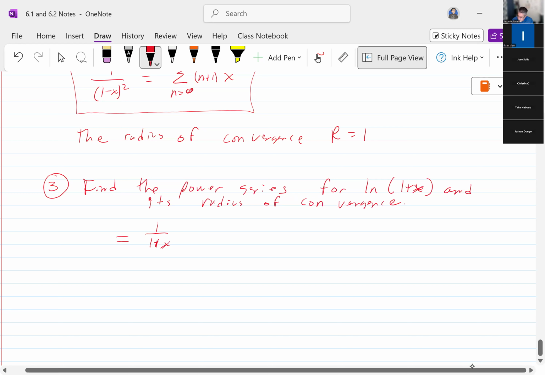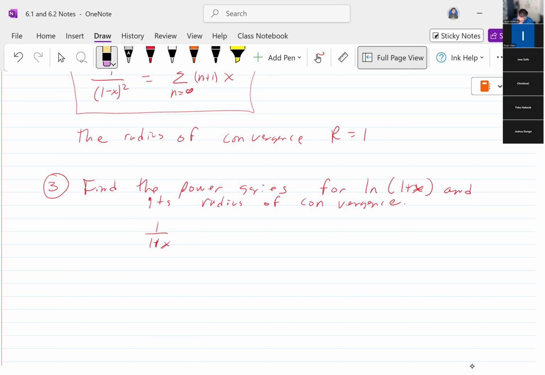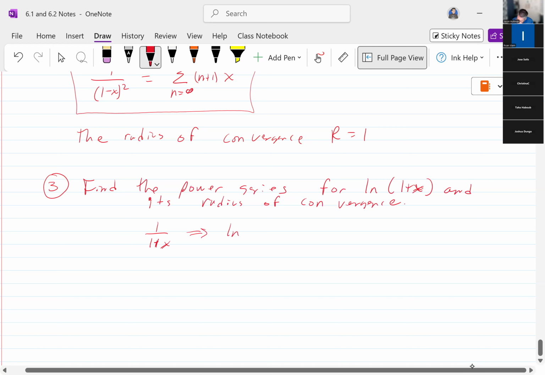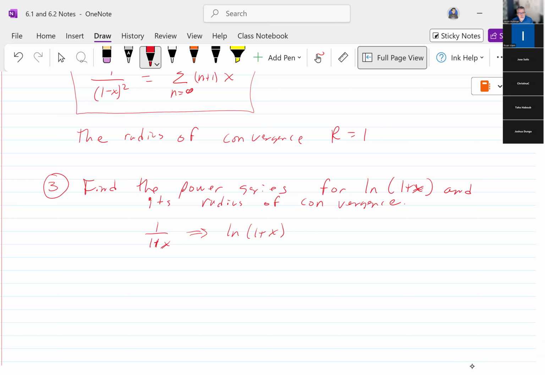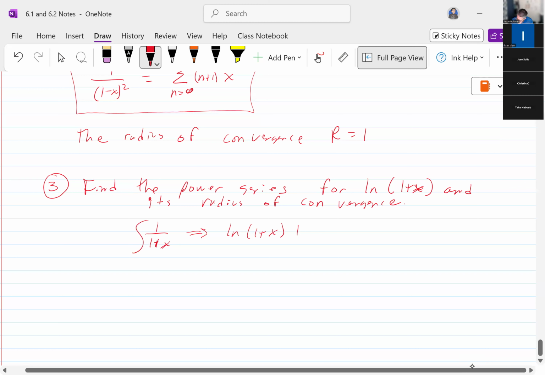Well, how could I do that? Is there any function that would change 1 over 1 plus x into the natural log of 1 plus x? Any function that would change the integral of 1 over 1 plus x into the natural log? Yeah, it's the integral, right? So if we integrate, then that is going to be this plus c.